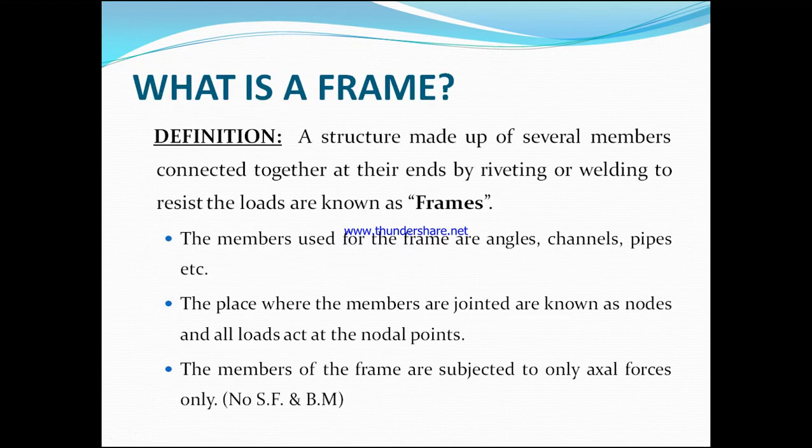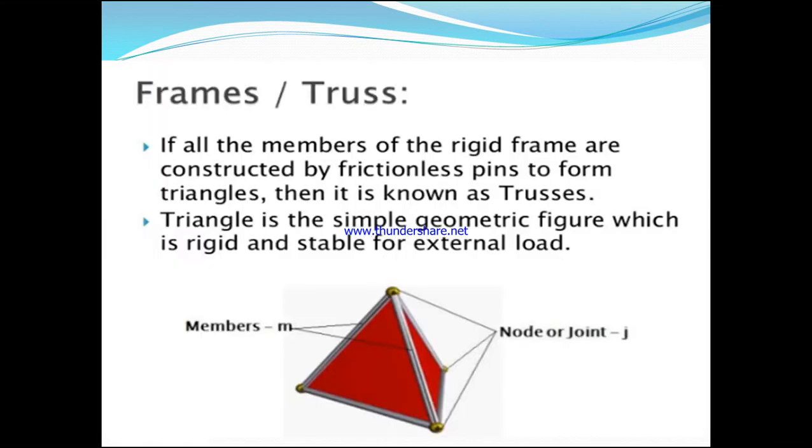What is a frame? Definition: a structure made up of several members connected together at their ends by riveting or welding to resist the external loads. These are known as frames or a frame structure. The members used for frames are angles, channels, pipes, etc. The places where the members are jointed are known as nodes, and all the loads act at the nodal points. The members of the frame are subjected to only axial forces, either tensile force or compression force.